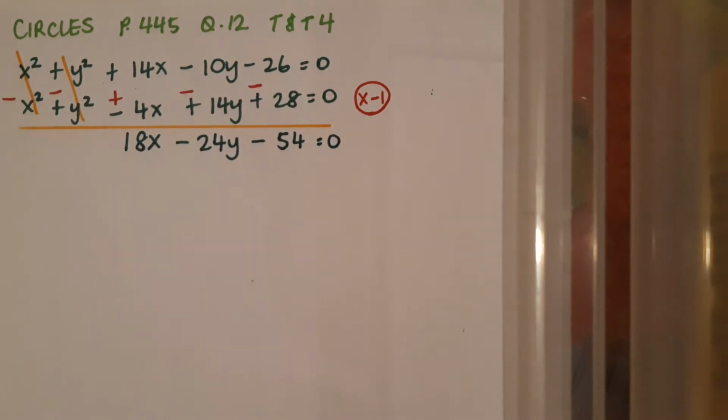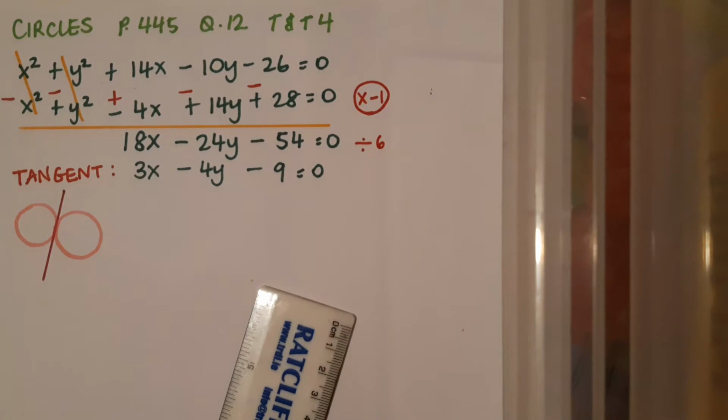This looks a little bit clunky, so I'm actually going to divide this across by a common factor to make it a bit more manageable in the next bit of the question. So let's have a look. What will go into everything? Well, 6 will go into all of these terms, so I'll divide by 6. And then I'll have 3x minus 4y minus 9 equals 0. So this is the tangent that I had to find.